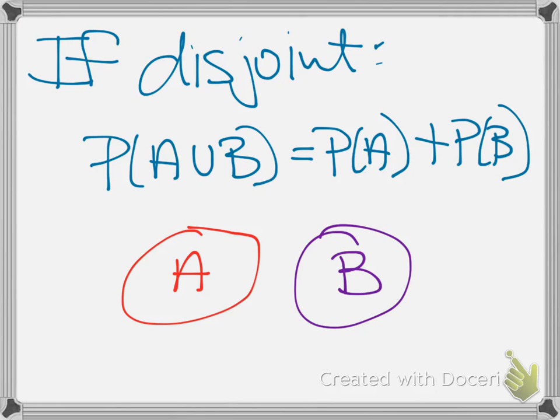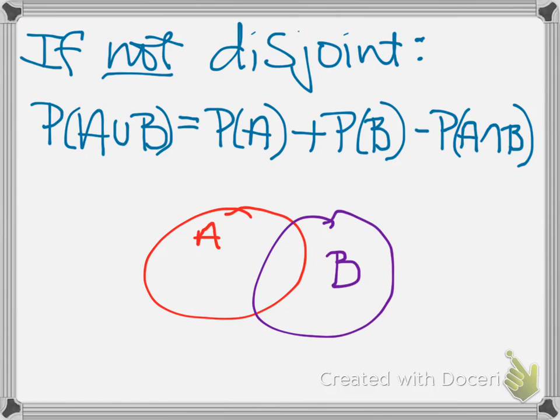But what happens if the events aren't disjoint, meaning they are not mutually exclusive from one another? If we represent that with a Venn diagram, then that means the two events are going to overlap to some extent. In this case, we need to make an adjustment to our original formula. Notice, we're still saying that we're calculating the probability of event A or event B occurs. And we are still adding the two individual probabilities together.